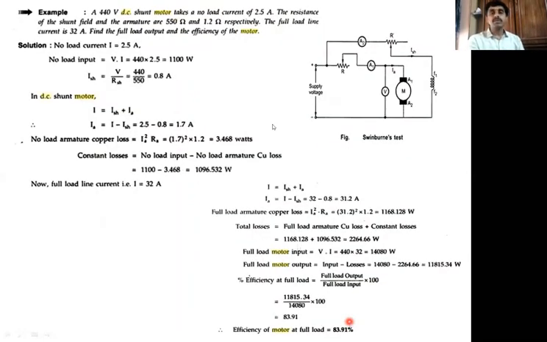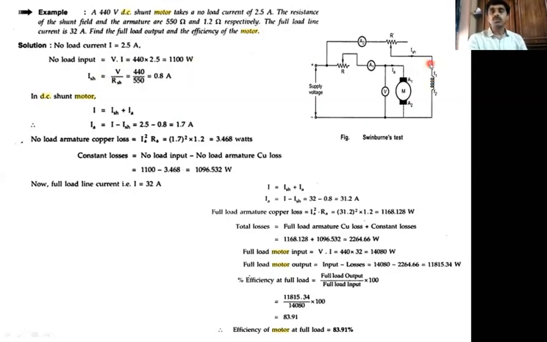So let us see a problem on this. A 440 volts DC shunt motor takes a no load current of 2.5 amperes. The resistance of the shunt field and armature are 550 ohms and 1.2 ohms respectively. The full load line current is 32 amperes. Find the full load efficiency of the motor. You see here the no load current is given as 2.5 amperes. Therefore, you can calculate the no load input V into I, that is 1100 watts.